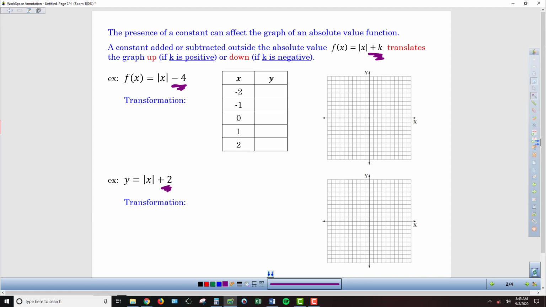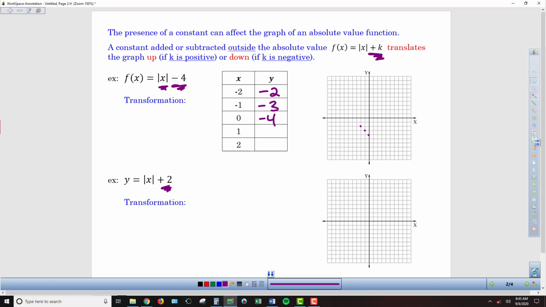So if I plug in -2 for x, the absolute value of -2 is 2. 2 minus 4 gives me -2. So I've got -2 for x, I've got -2 for y. Now I plug in -1. Take the absolute value of -1, I get 1. 1 minus 4 is -3. So hopefully we're starting to see that we're following the same pattern. I'm left 1, down 3, and then if I plug in 0 for x, absolute value of 0 is 0. 0 minus 4 is -4.